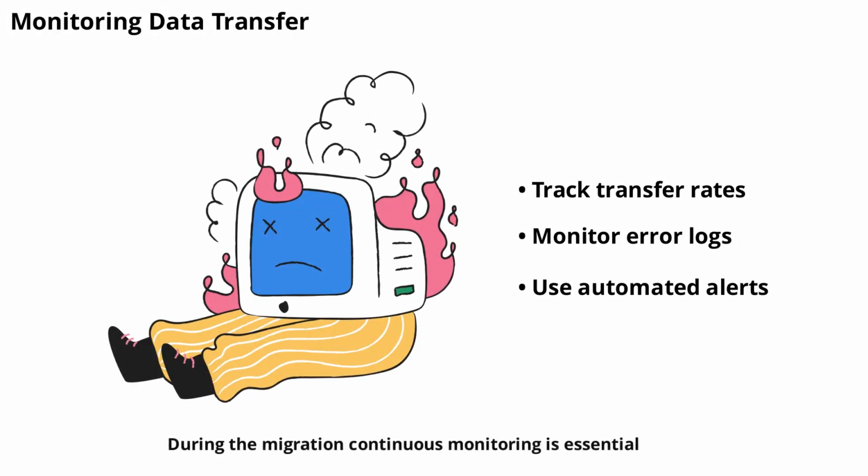During the migration, continuous monitoring is essential. Track data transfer rates, error logs, and system performance in real time. Monitoring allows you to detect issues early, such as slow transfers or data mismatches, and take corrective action immediately. Use automated alerts to notify the team of any anomalies. By staying vigilant throughout the migration, you can ensure data integrity and minimize the risk of incomplete or corrupted transfers.